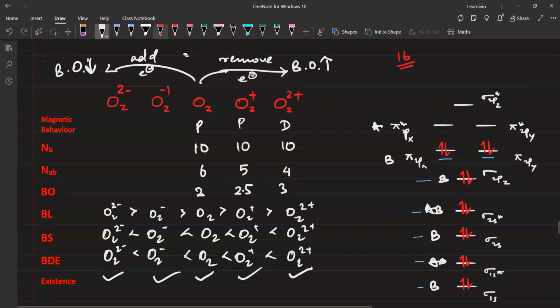Now, if I go back to O2 like this, then I will add 1 electron to get O2 negative. So I'm adding 1 electron and I'm putting this in green color. This is the new electron that I have added.